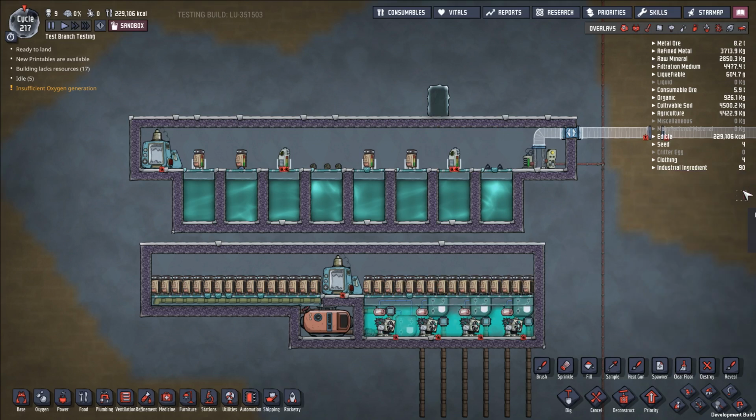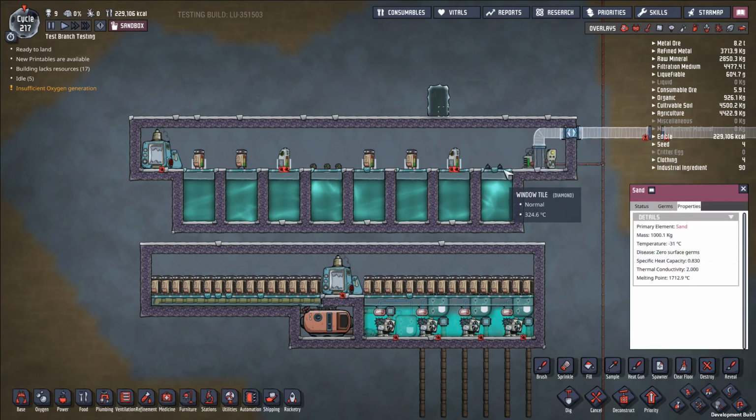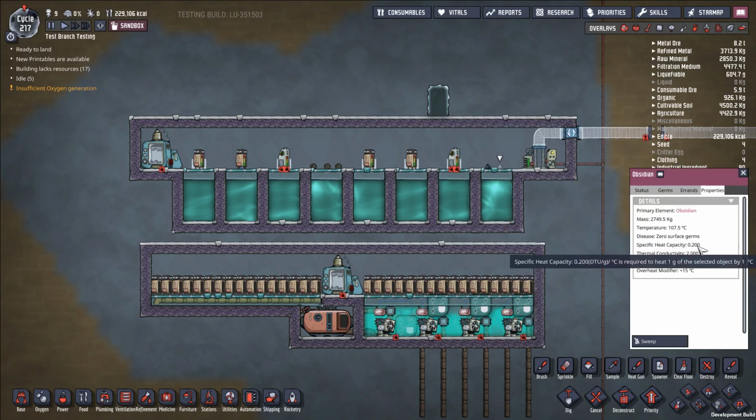And so because you're converting something from a low heat capacity to a high heat capacity, what you want to do is, instead of dumping heat into the obsidian, you want to dump cold, so to speak, into the obsidian. You want to cool that obsidian down, draw all the heat out of it, and then run it through the rock granulator and turn it into a higher heat capacity material, right? Sand here at 0.83, obsidian at 0.2.